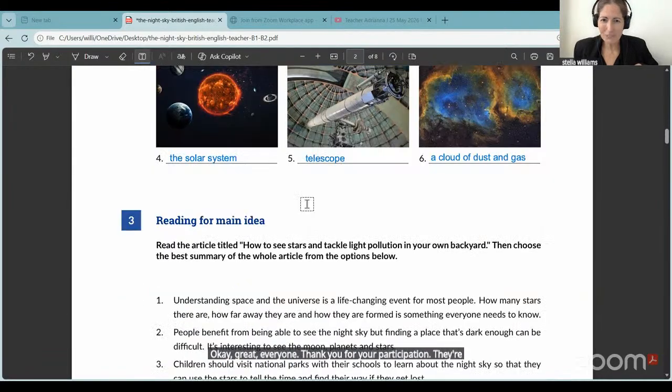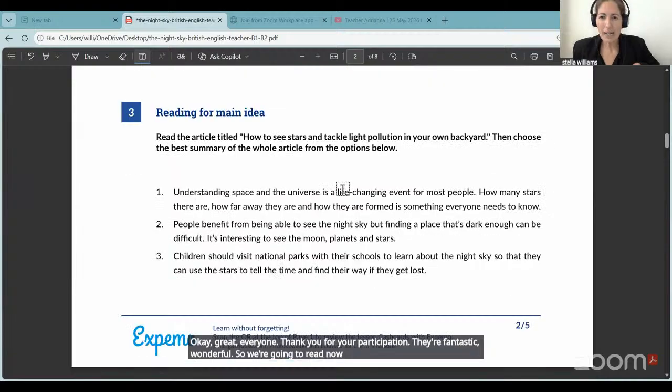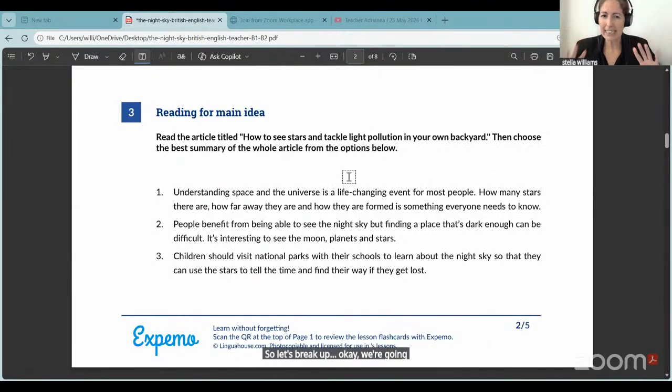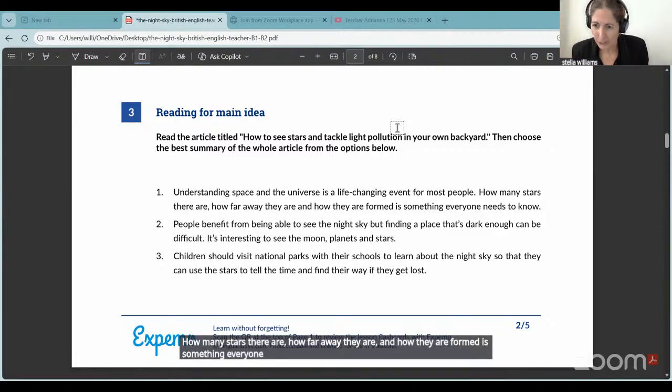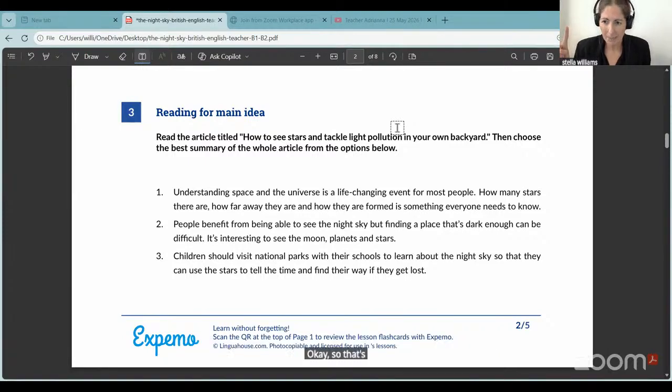Fantastic, wonderful. So we're going to read now. Let's break up. We're going to first look at 3 options for how we are going to summarize our article, all right? Number 1, understanding space and the universe is a life-changing event for most people. How many stars there are, how far away they are, and how they are formed is something everyone needs to know. Okay, so that's option number 1.